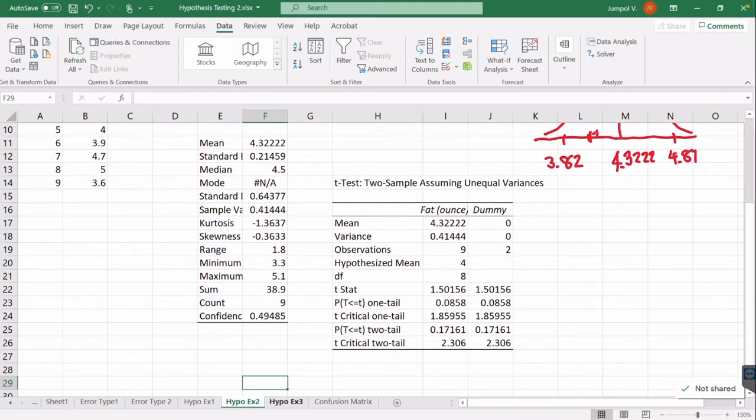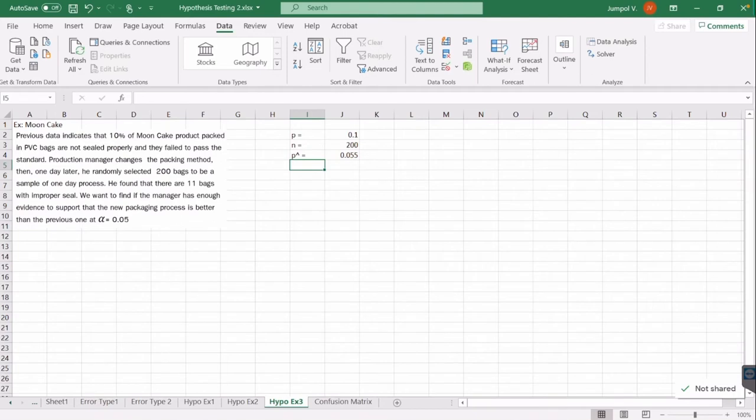Let's go to hypothesis example 3 in this Excel. We have P equal to 0.1, so this is actually P0, and then N is 200. P hat is the new P from the sample, so it is going to be 11 divided by 200.